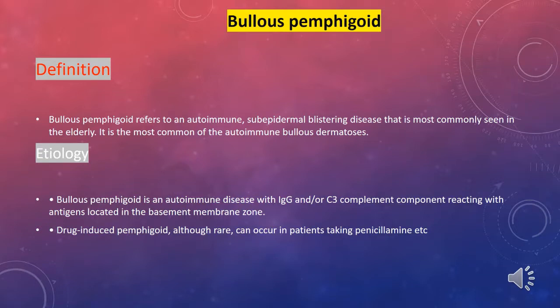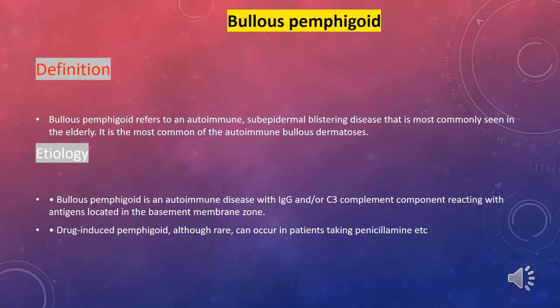This is also an autoimmune bullous disease, and as it is autoimmune, there should be an antibody that works against it. The same is the case here: an IgG antibody is there, and the complement is C3, but it is against something different from the previous one. The antibody is against the basement membrane zone, so that's why the bullous lesion is a subepidermal bullous lesion.